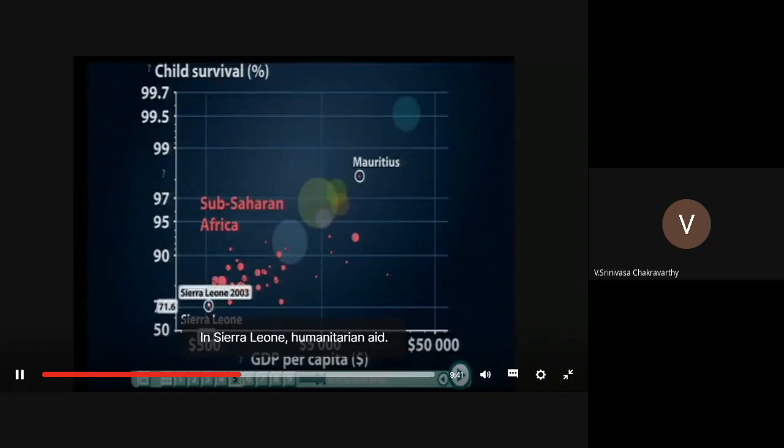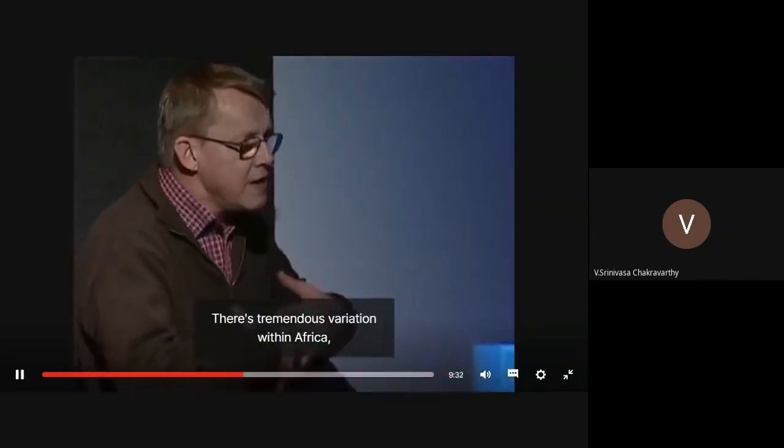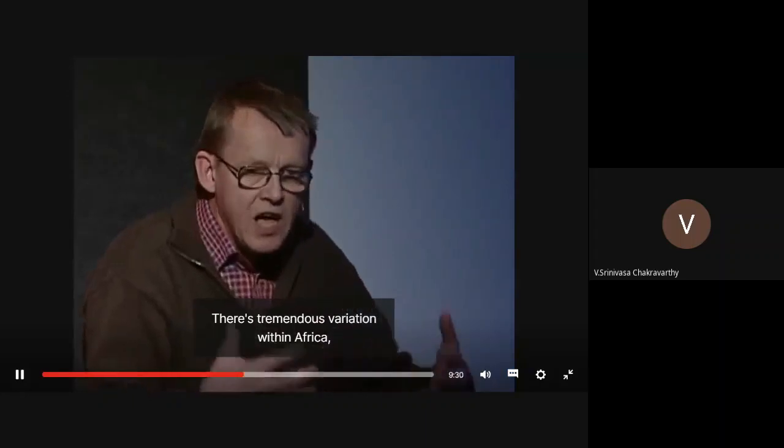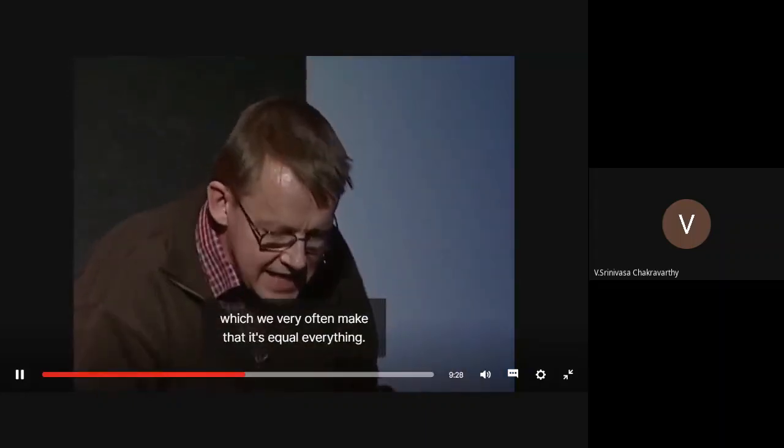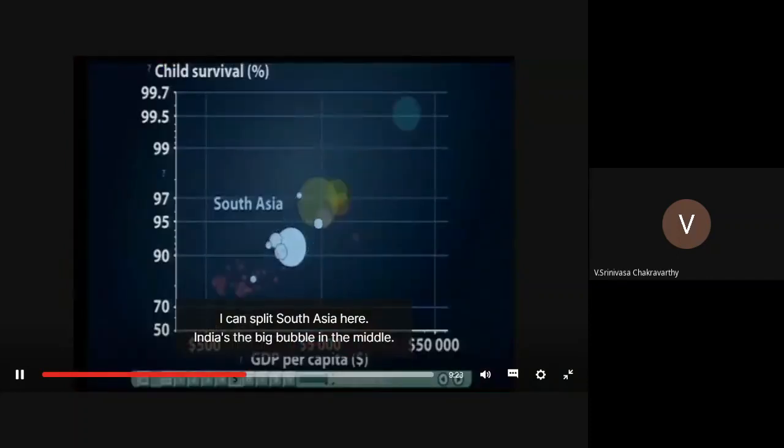In Sierra Leone, humanitarian aid. Here in Uganda, development aid. Here, time to invest. There you can go for holiday. It's a tremendous variation within Africa, which we very often treat as if everything is equal. I can split South Asia here. India is the big bubble in the middle, but there is a huge difference between Afghanistan and Sri Lanka.